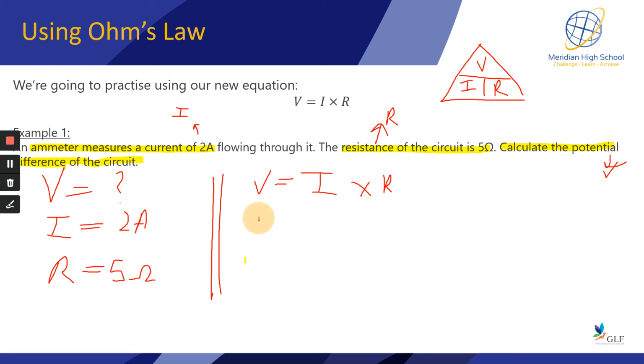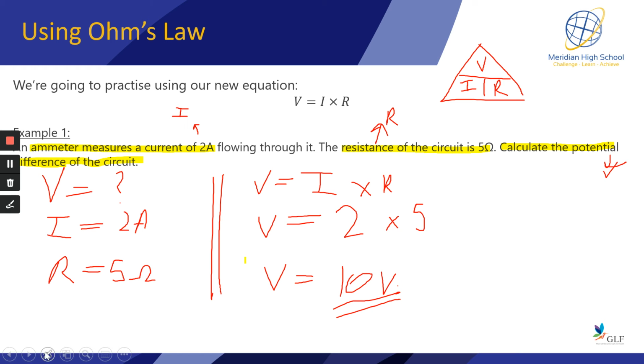Then we're just going to follow the next stage, and we're just going to put our numbers into the right places. So V is equal to 2 times by 5. Type all of that in, and then you get a final answer of 10 volts. You would get 2 marks for the answer and 1 mark for your unit. We have a second example to go through.